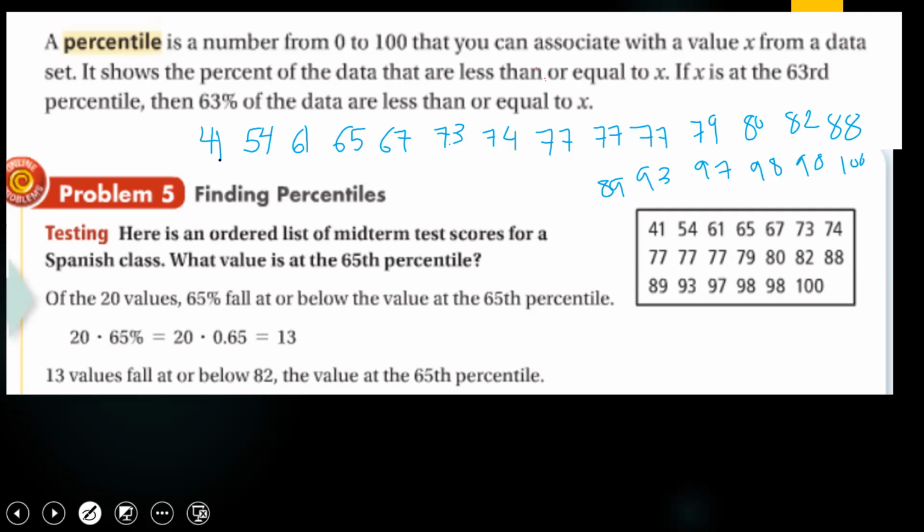What can I do? I count the number of data: 1, 2, 3, 4. After I count them, I found they are 20 scores. I will multiply 65% times 20. I will get 13. What does it mean? That means I will count the first 13 scores here.